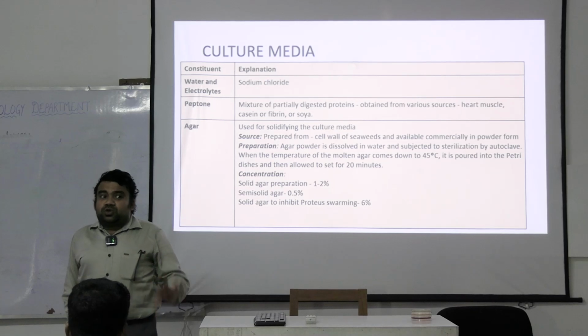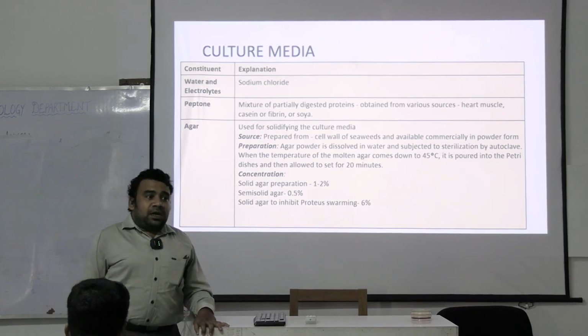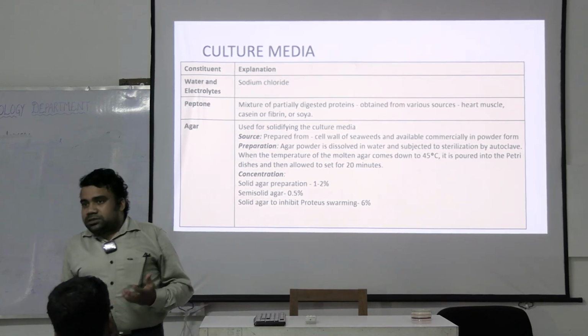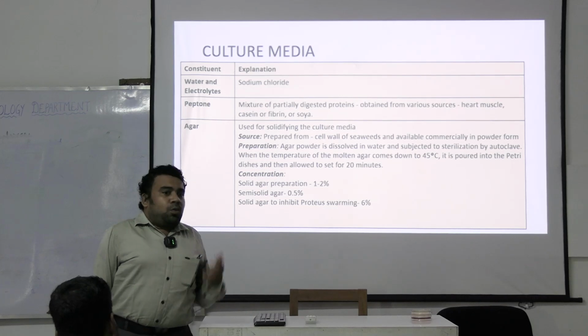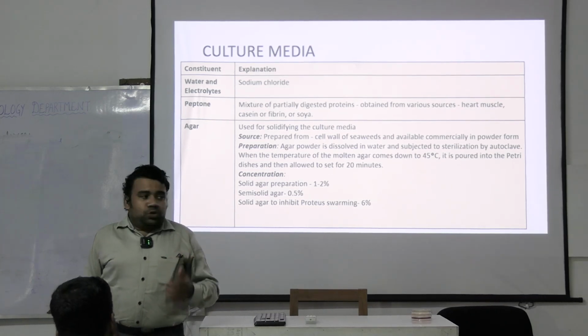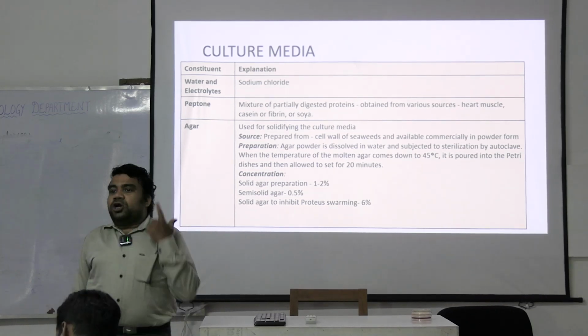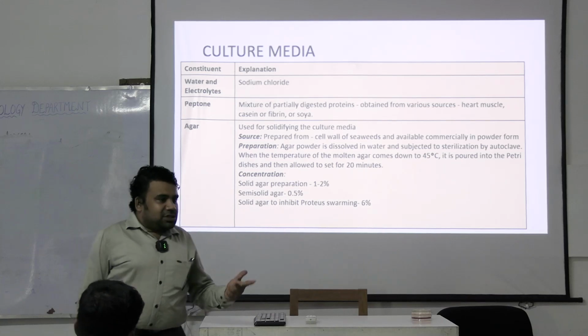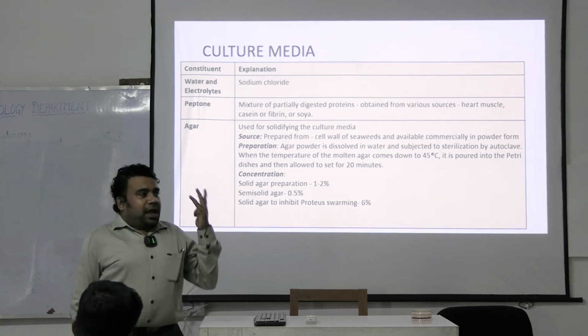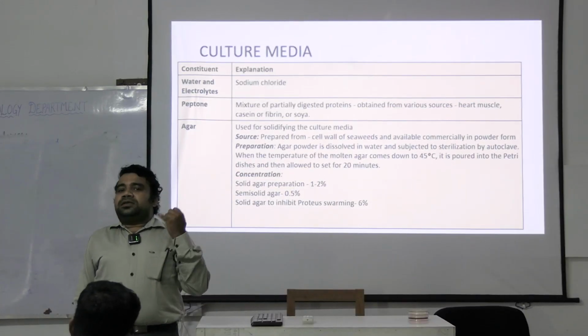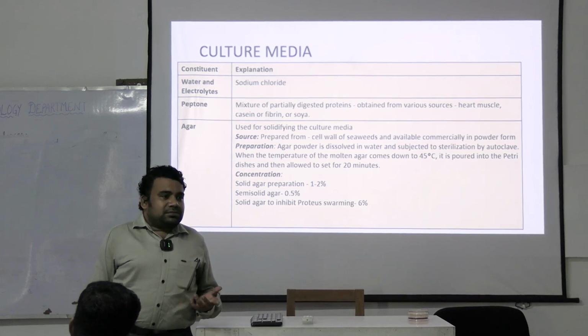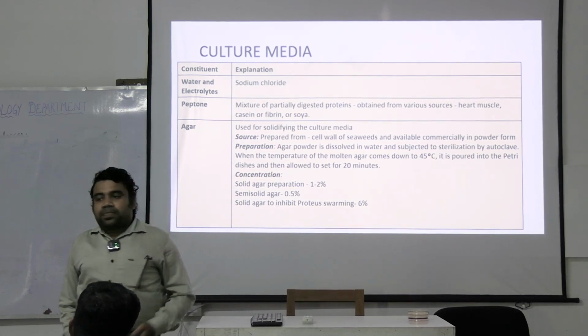Simple. So if we need to make a culture media, that is an artificial substance on which these bacteria will grow, what do we need to put there? We need to put water, electrolytes, proteins and carbohydrates in it, and we need to keep it at 37 degrees centigrade, right?